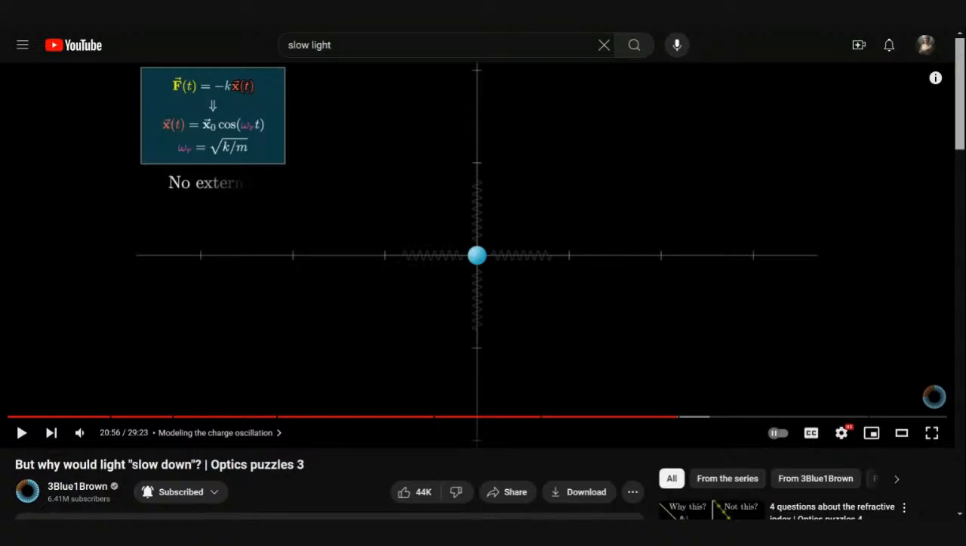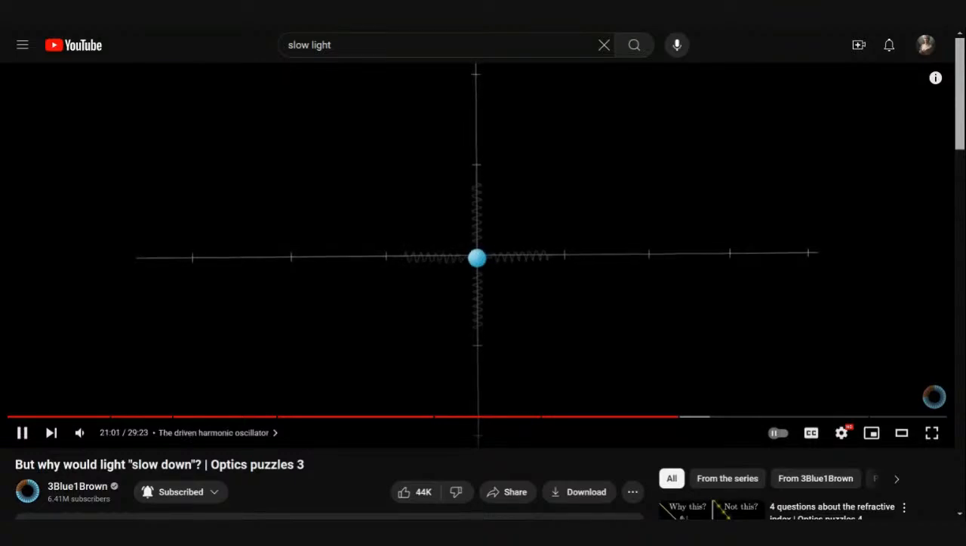It has nothing to do with the frequency of the light itself. The speed of light is the speed of propagation. That has nothing to do with this wiggle. This wiggle is just a simple harmonic oscillator. There's no external force acting on our charged particle.